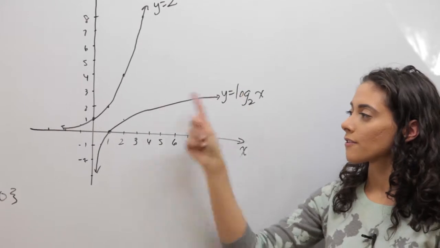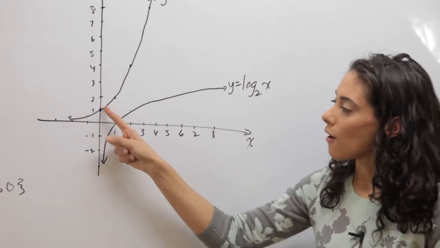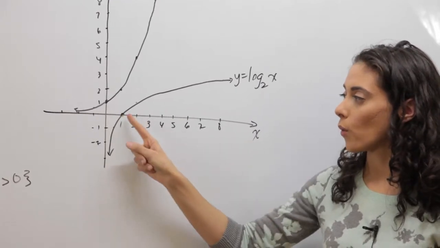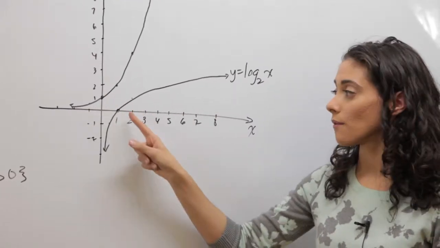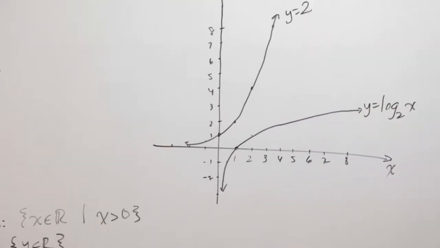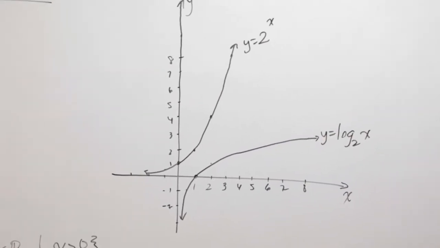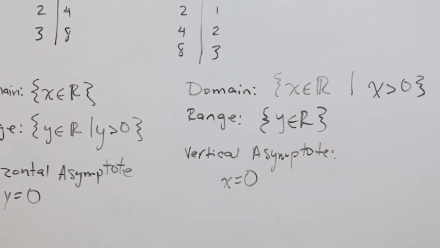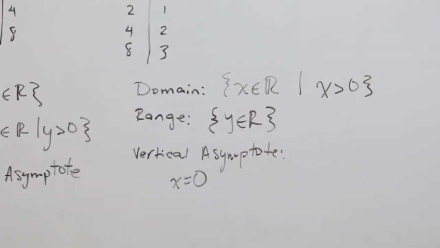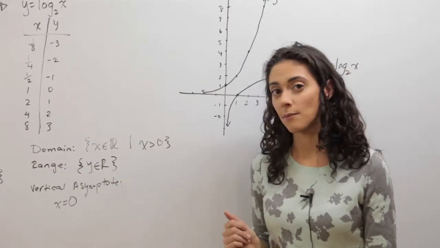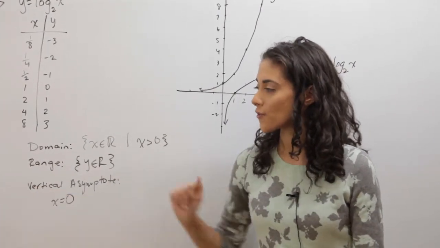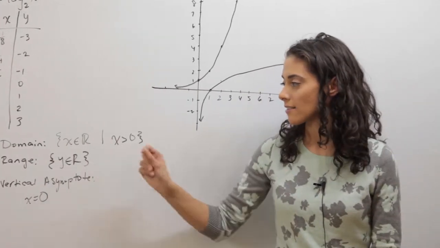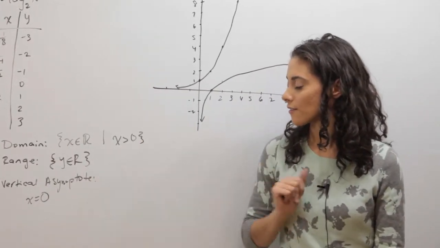Here I've plotted its inverse. You can see that all the points have swapped. This key point (0, 1) became the point (1, 0). The y-intercept is now this x-intercept. When we take an inverse, the domain becomes the range, and the range becomes the domain. So you can see that my domain of x is an element of all real numbers becomes the range: y is an element of all real numbers. And the range for the exponential graph becomes the domain for my logarithmic graph. x is an element of all real numbers, but x is greater than 0.